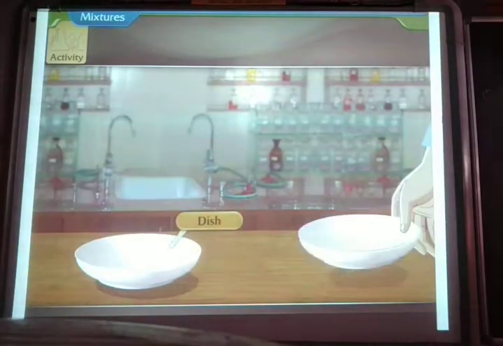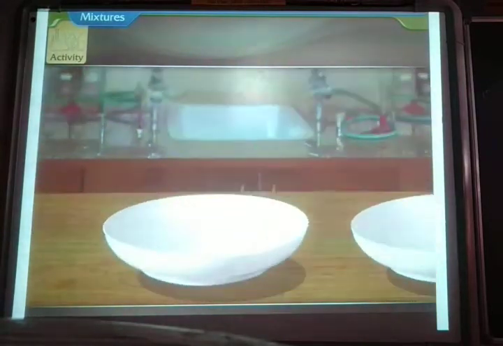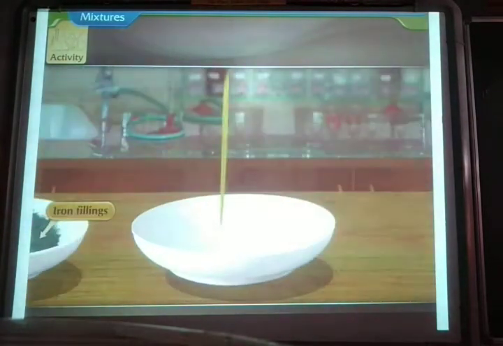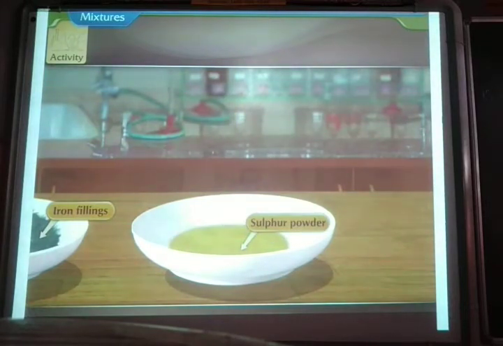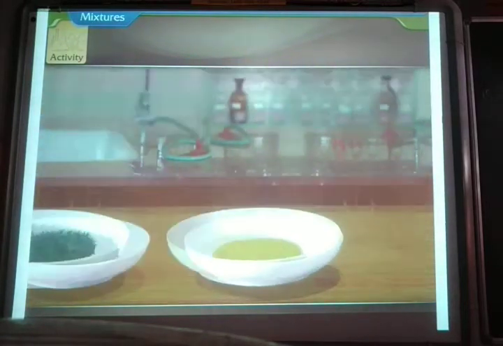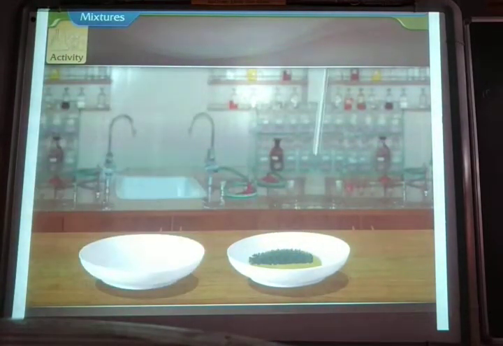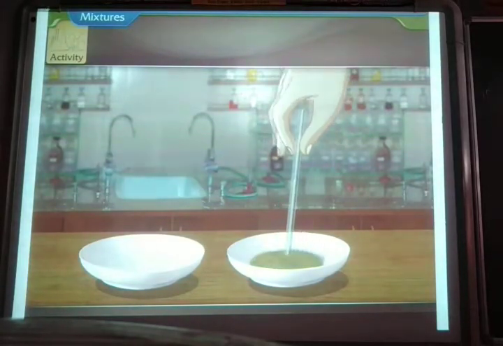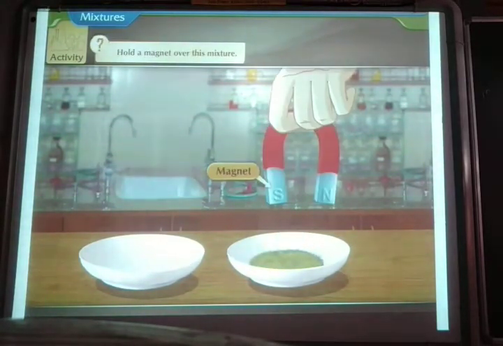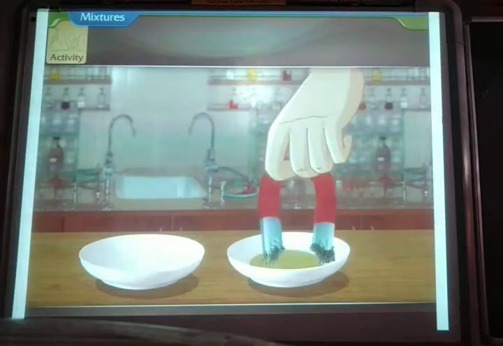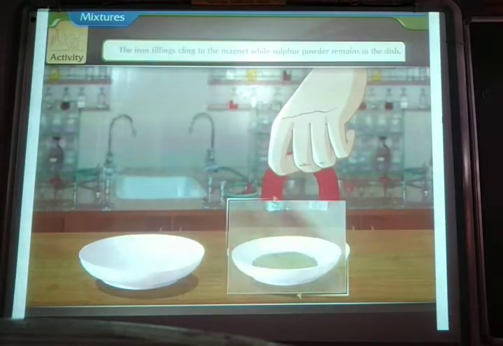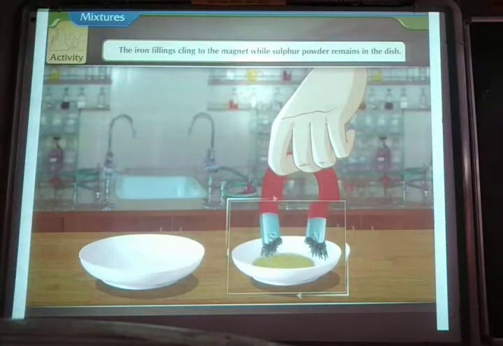Let us perform an activity to understand more about mixtures. Take a dish. Put some iron filings and sulfur powder into the dish. Mix them properly. Hold a magnet over this mixture. What do you observe? The iron filings cling to the magnet while sulfur powder remains in the dish.